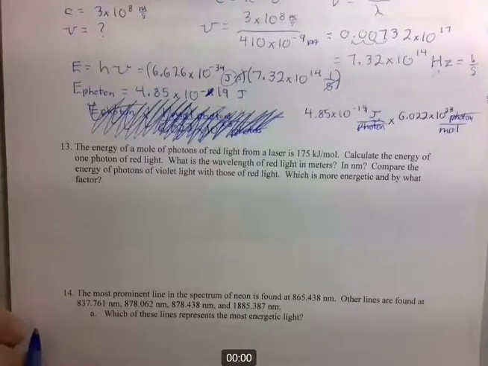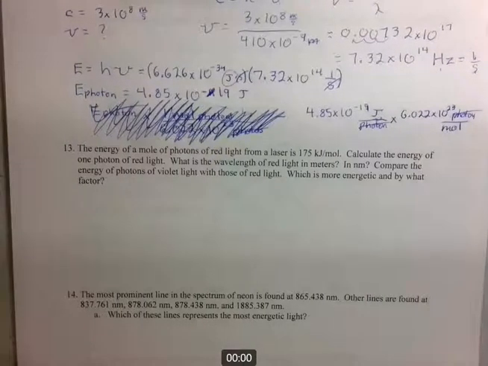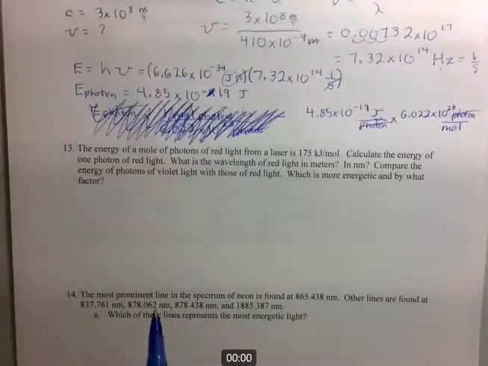The energy of a mole of photons of red light from a laser is 175 kilojoules per mole. Calculate the energy of 1 photon of red light. What is the wavelength of red light in meters? In nanometers? Compare the energy of photons of violet light to those of red light. Which are more energetic? I didn't leave you a lot of space for those questions, so if it doesn't fit, just grab another piece of paper.